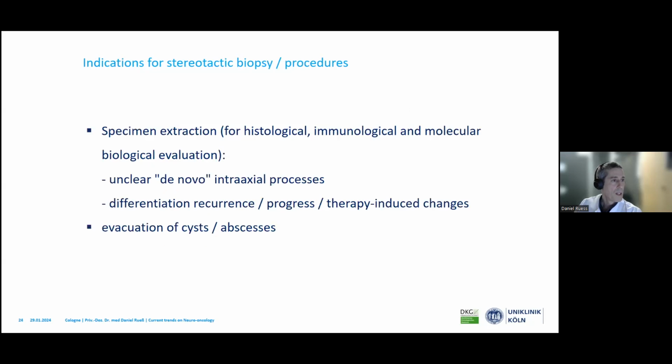So I summarize here, there are indications for stereotactic procedures. I see them mainly in specimen extraction, that we can get a diagnosis for unclear intracerebral processes, but also we can evacuate cysts or abscesses, and also here the diagnosis in terms of abscesses is necessary.